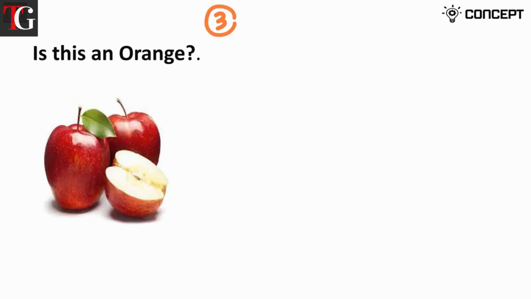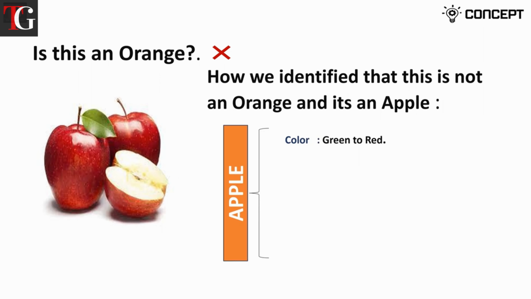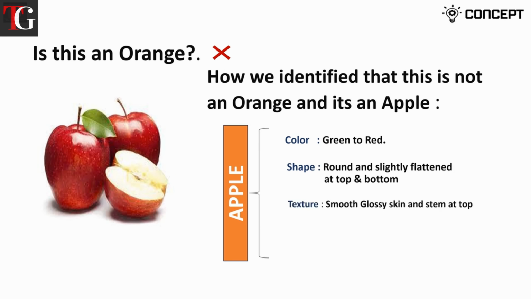Let's see few more examples of machine learning. Is this an orange? No. How did we identify that this is not an orange and it's an apple? On the basis of our knowledge, we know that apple has few characteristics, which include color, it can be green or red, shape, it can be round and slightly flattened at top and bottom, texture can be smooth, and stem at the top. Other characteristics include star-shaped core and seeds in the center.